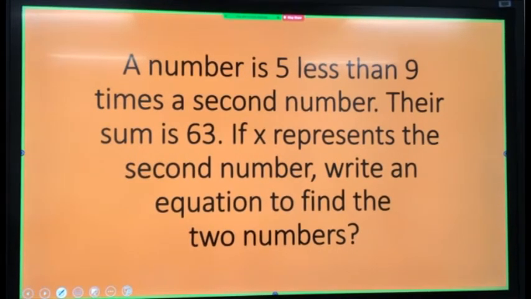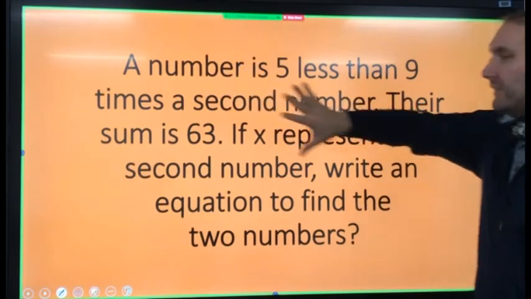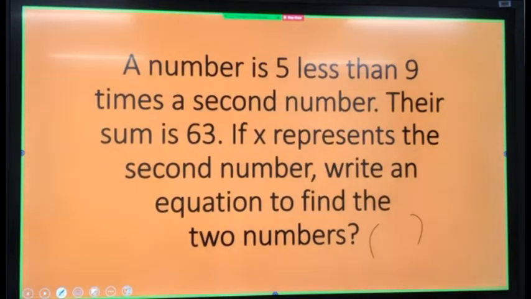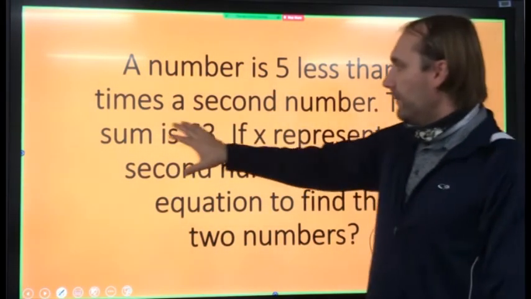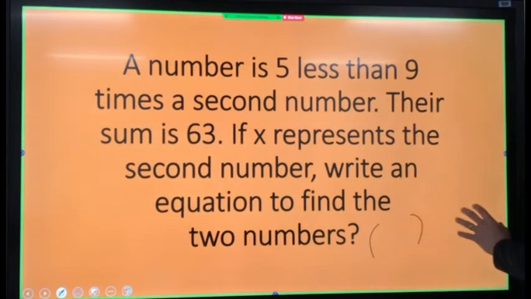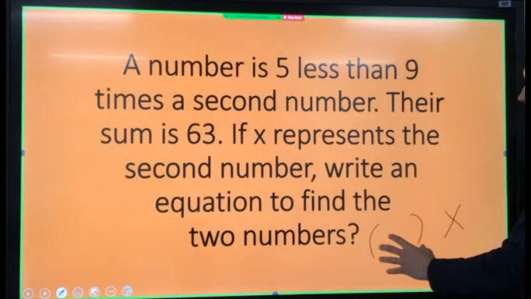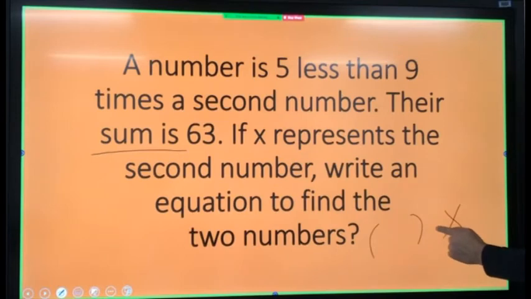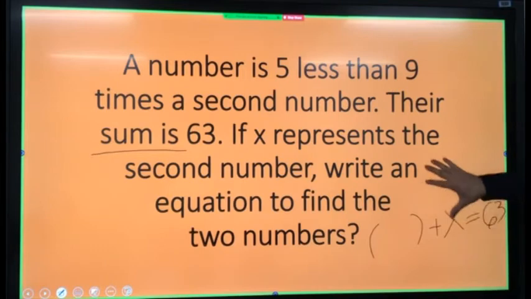Okay, let's look. So a number, does it tell me any kind of variable that represents that number? So I'm going to write parentheses. Is 5 less than 9 times a second number? Okay, so there's something going on here. I have a number, I have a second number. Does it tell me what that second number is represented as? X. So I have a number where there's a number and a second number. There's sum. So I'm doing what? Is 63. So a number and another number's sum is 63.